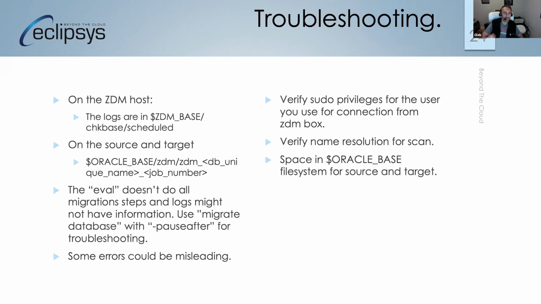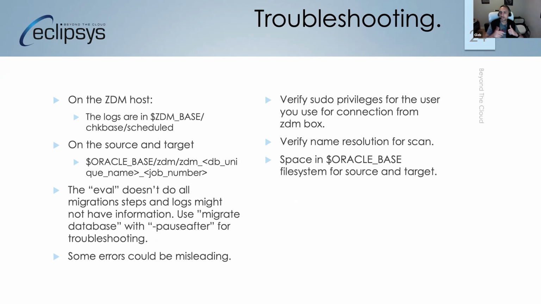Logs are on the ZDM host, and based on ZDM, scheduled on the source and target. It is on Oracle base, and it creates a subdirectory ZDM and ZDM DB unique name job number. Evaluation doesn't do all the steps, and sometimes it can miss some. For troubleshooting, sometimes it is quite easier to run a migrate database job with pause after than an evaluation.